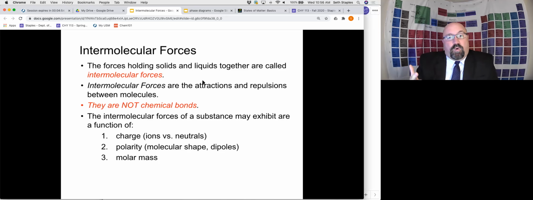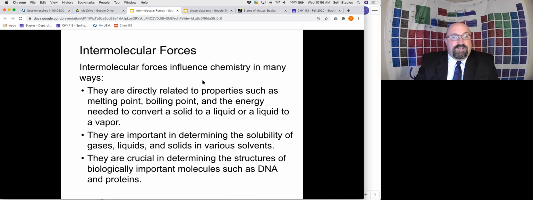The intermolecular force that a substance might exhibit is a function of what the charge might be on the molecule, the polarity on a molecule. Remember, we talked about polarity as it relates to molecular shape and electronegativity. And the strength of these intermolecular forces may also be a function of the molar mass. And we'll talk about all of these things.